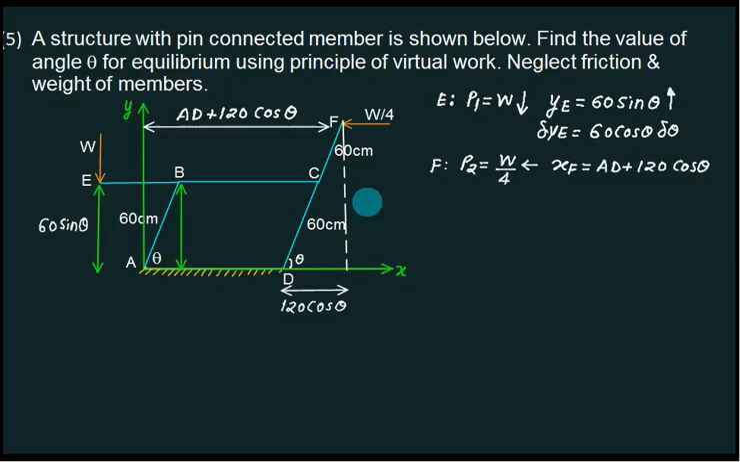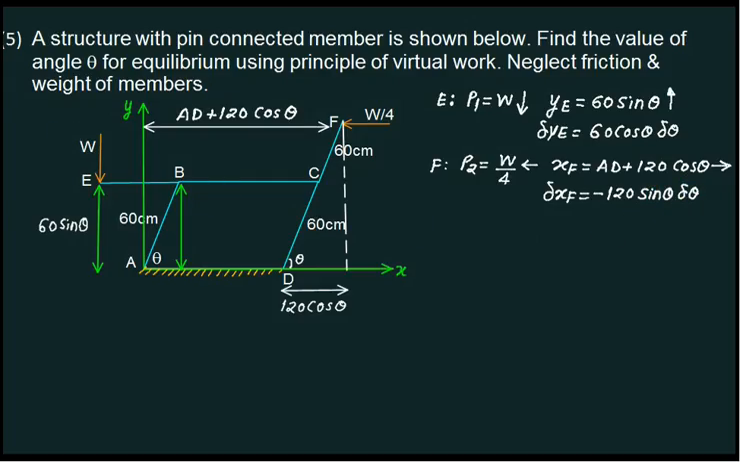Where is point F? The point F is in the first quadrant. For the first quadrant, X is this. X is rightward. What is the derivative of this term? What is the derivative of the constant term? 0. What is the derivative of 120 cos theta? Minus 120 sin theta, into negative.